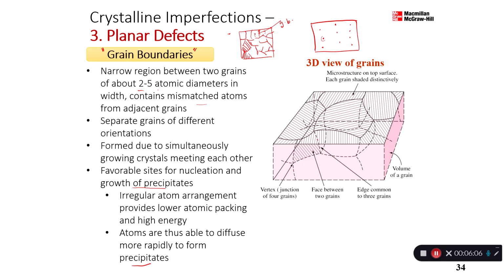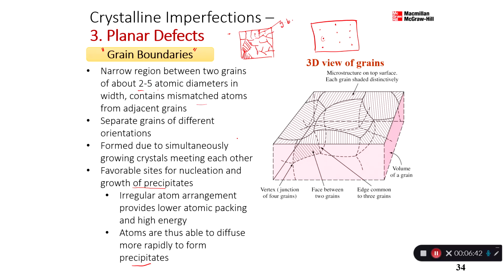Okay, you can pause if you want to look at this diagram. Actually, it's just a cuboid. Here it shows the complete volume of the grain, where an edge is being shared by 3 grains, and this face is being shared by 2 grains. Right, we also have a vertex, which is the point where 4 grains are sharing.